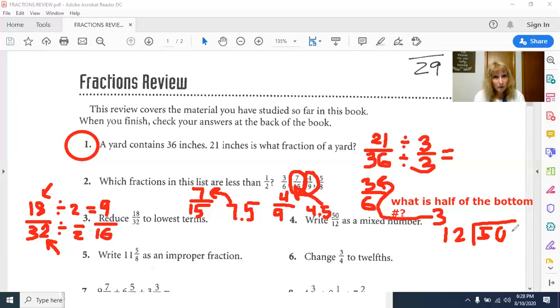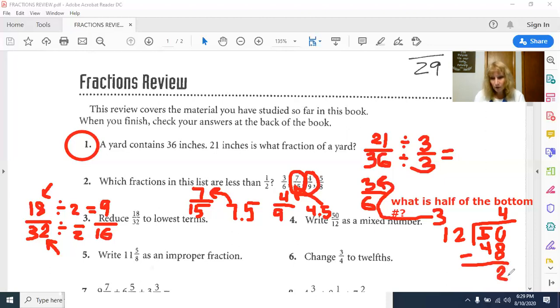Well, we know that 12 times 5 is 60. That's too much. So let's try 12 times 4. And 12 times 4 is 48. So we're going to put the 4 up above the 0, and then we're going to say 12 times 4 is 48. And then we're going to subtract. 50 minus 48 is going to give us 2.